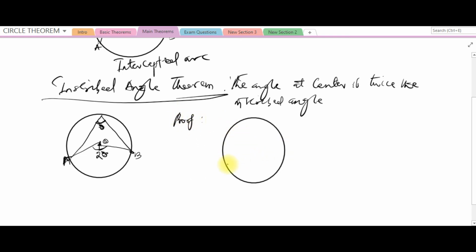So if you have, that's what we are given. And this is the center.